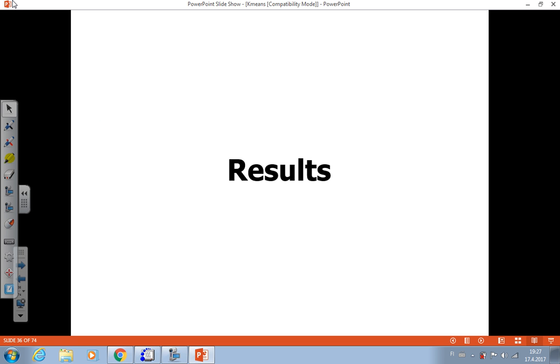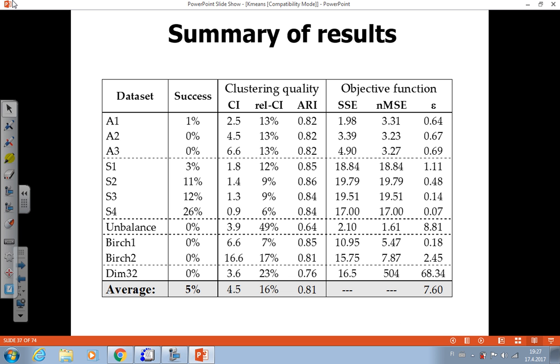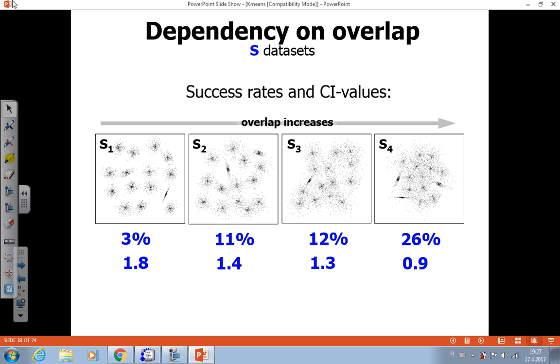Okay, let's jump to the results. Here is a summary table. I won't tell much about this table. If you want to look at the numbers, just pause the video and study it. But I will now go through selected samples from here with examples to tell what we found out.